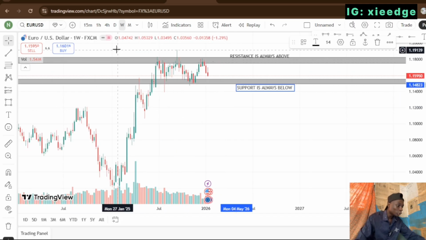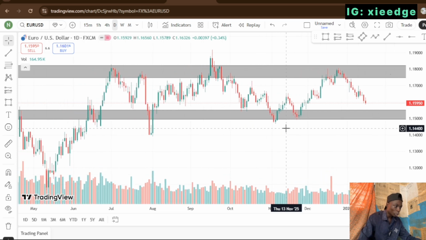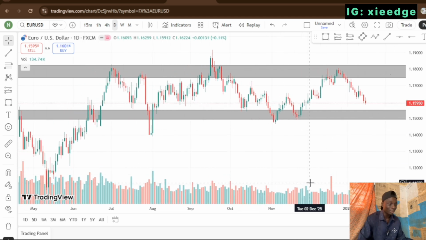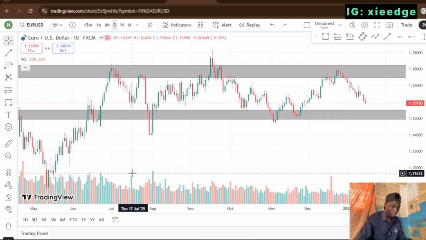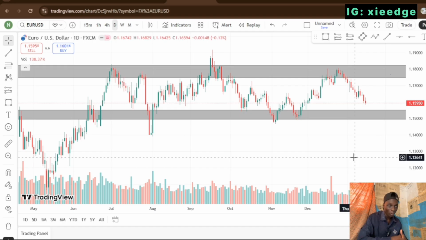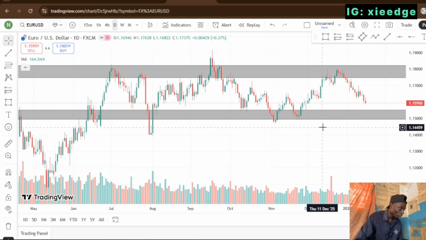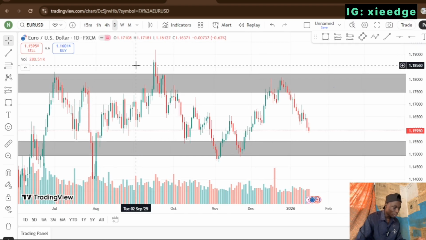So the next thing you're gonna do is go to the daily time frame. This is the daily time frame right here. As you can see, the market has been ranging since I think July. Yeah, July, you can see the date right down there, July 2025. So this has made me some little money since then, because the market will go to the upside and I will make money, and the market will go below and I will make money also.